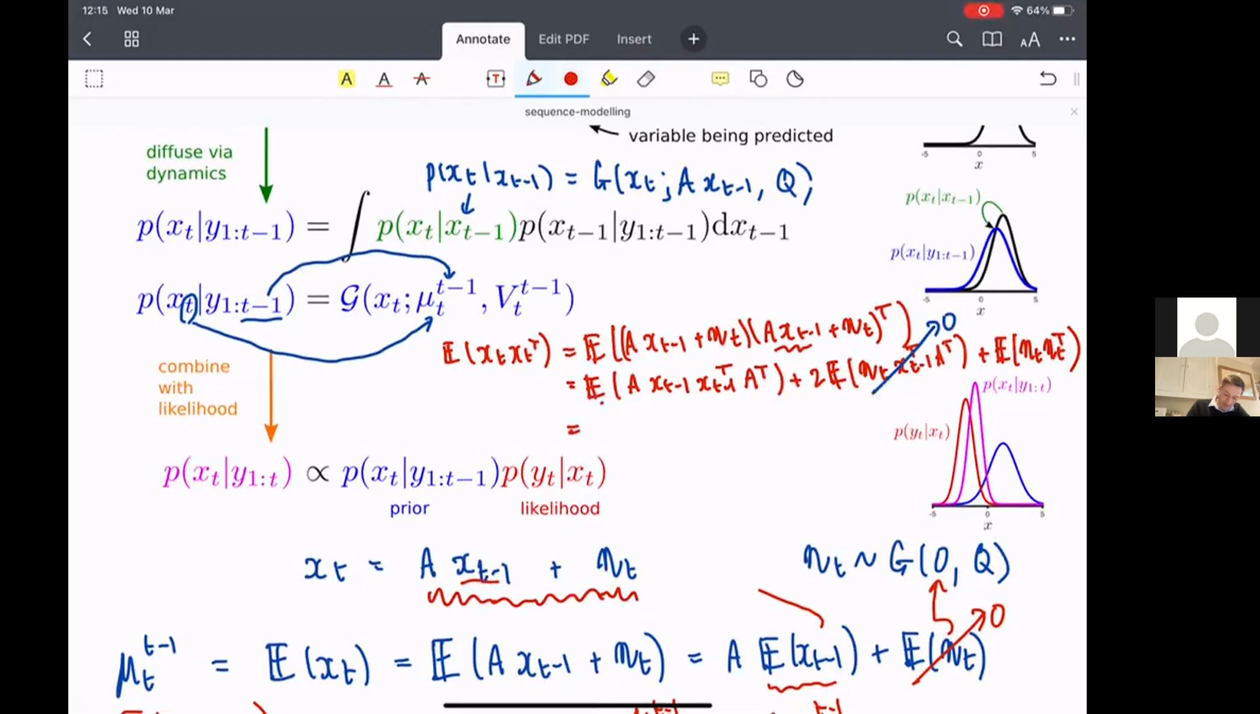Let's do one final thing, which is to take this expectation inside, because A is deterministic. We can write this as A times the expected value of x of t minus 1 x of t minus 1 transpose times A transpose, and then this term up here. And this thing is the covariance of the noise. The covariance of the noise is given by this equation down here. It's just equal to Q.